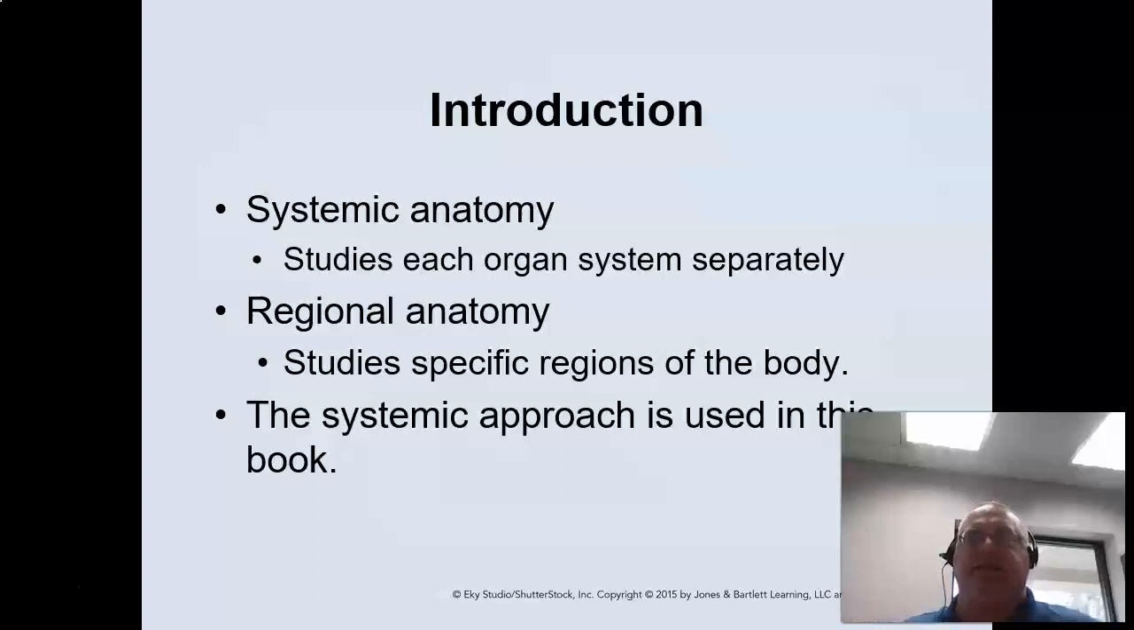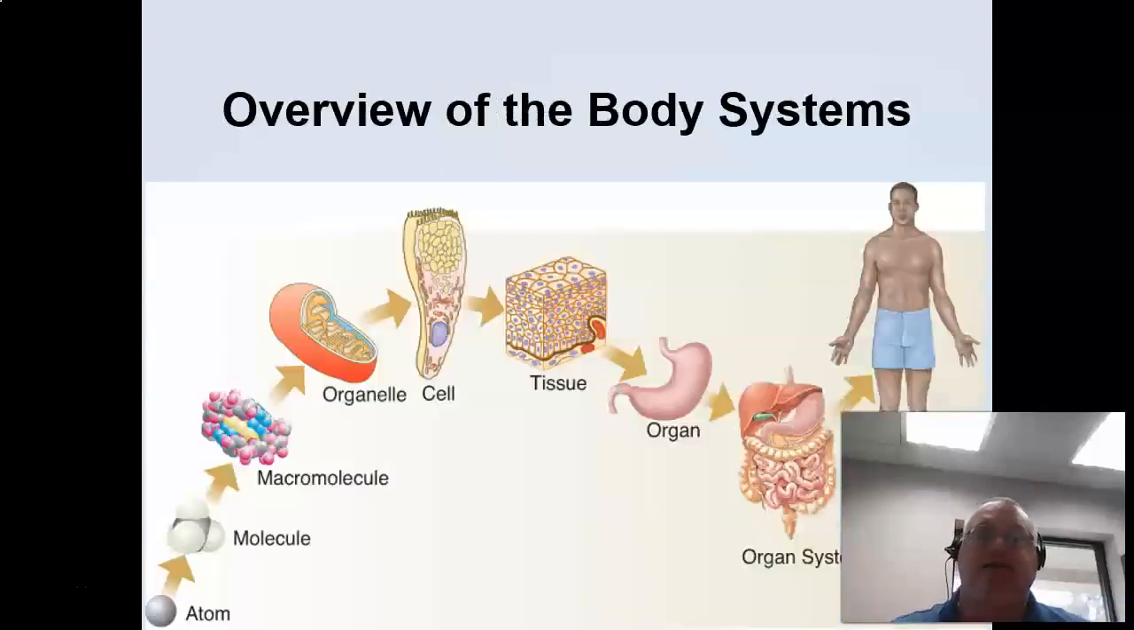So again, systemic anatomy studies each organ system separately, and then regional anatomy will go to that very specific area. So if we're talking about the thoracic problems, we'll be talking about the heart, the lungs, or other organs in that area. And we usually use the systemic approach, and that's what the book is going to use. It breaks it down into body systems. And again, now this is just kind of an overview.